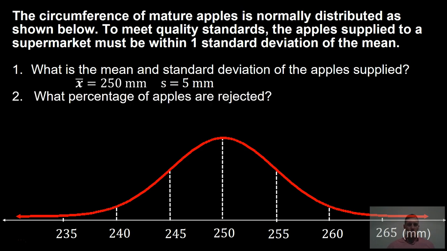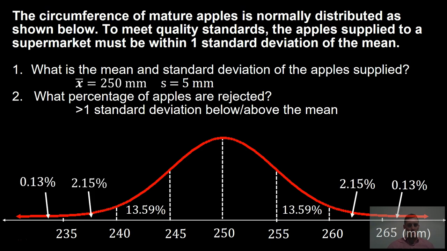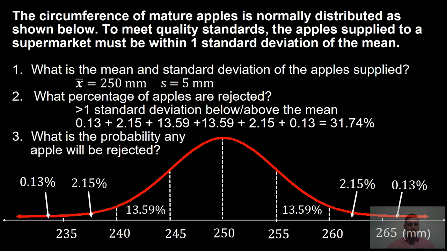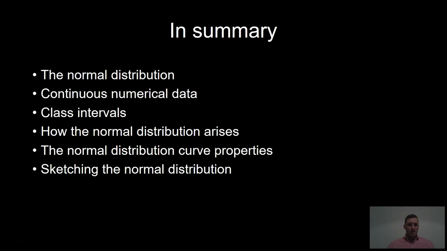So what percentage of apples are rejected? So anything above 1 standard deviation and below 1 standard deviation is rejected. So we can draw in our percentages because we know them, they're constant. We can add them all together. We get 31.74% of apples are rejected by the supermarket. What is the probability of an apple will be rejected? Now we can convert our percentage to a probability. We divide by 100 and we get the probability an apple was rejected is 0.3174.